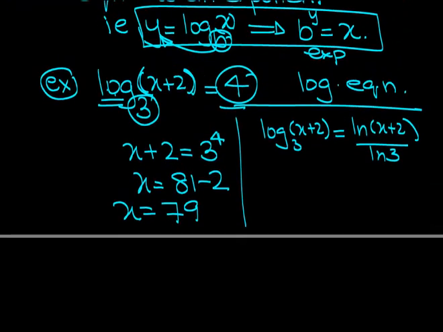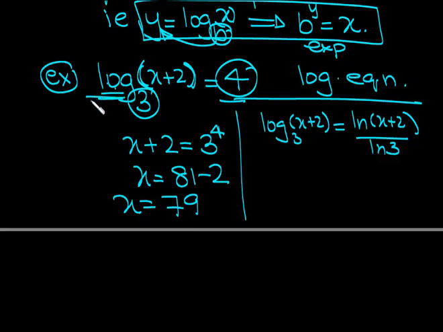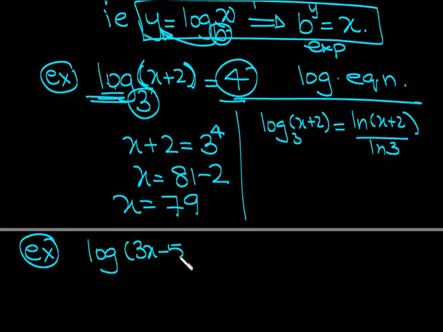So that's how you solve an equation that only has one log term, and it's called a logarithmic equation. Let me do a couple more examples just to get the idea across. How about something like this? Let's say we have log of 3x minus 5 is equal to 2.